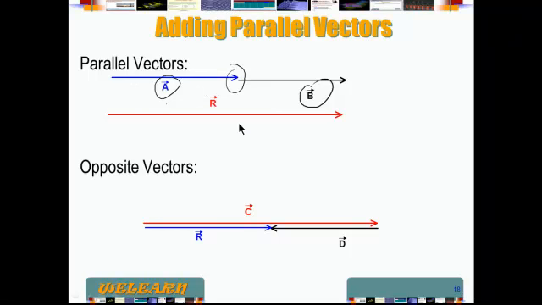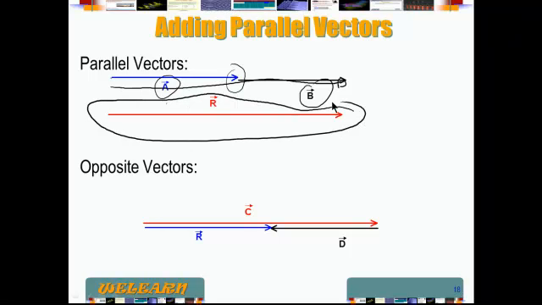At the tip of vector A, we place the tail of vector B, and then we get the sum, the resultant, by joining the tail of vector A to the tip of vector B. That's what we get, vector R. That's our vector sum. You notice that it points in the same direction as both vectors, obviously. One thing that you might notice, the magnitude of R in this case is equal to the magnitude of A plus the magnitude of B.